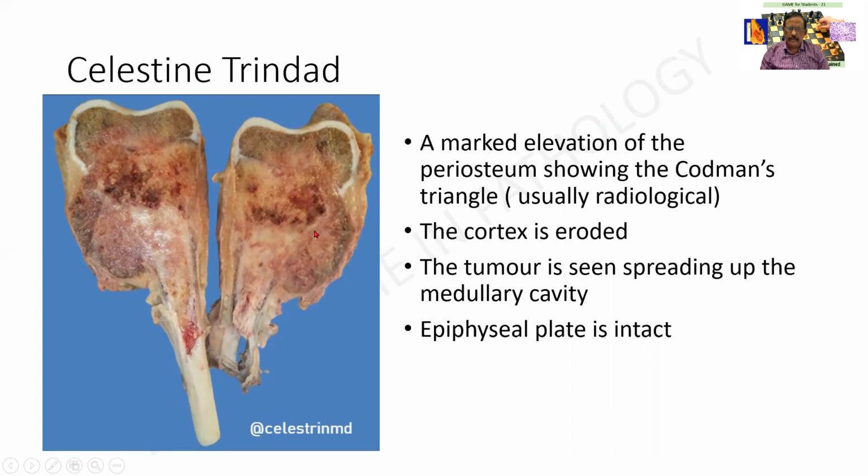This is the cortex of the bone. The cortex is eroded and the tumor is seen spreading into the medullary cavity as well. So, not only is this the region of the tumor, it is penetrating into the medullary cavity and it is also infiltrating the periosteum. There is a destruction of the cortex.